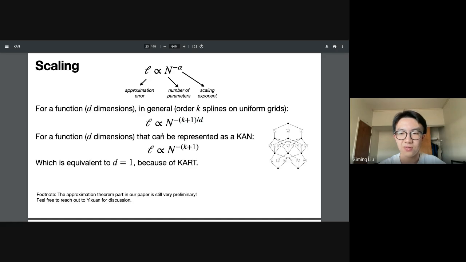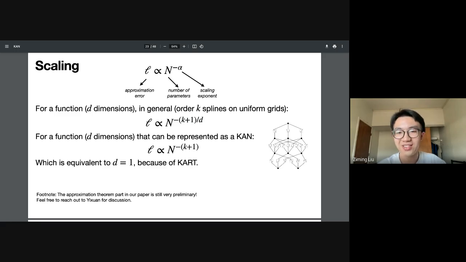But by contrast, if the function can be represented as a smooth Kolmogorov-Arnold representation, then, as I said, the theorem tells you that we can decompose a high-dimensional function into 1D functions and sums, so you only need to approximate 1D functions. So effectively, d now becomes 1, which gives you a scaling law of k+1, which is much faster than the original scaling law suffering from the curse of dimensionality. So that's a really good promise.